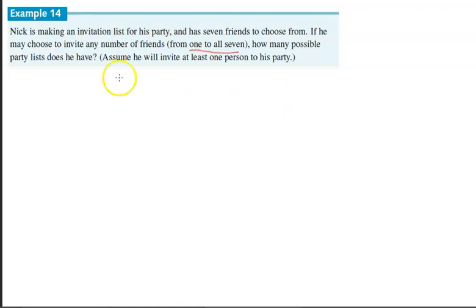So what we do know is that the amount of people that Nick is going to choose from, or the amount of objects, is 7. So in this case, n is equal to 7, because this relates to 7 possible people to invite.